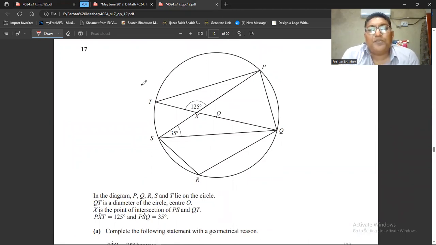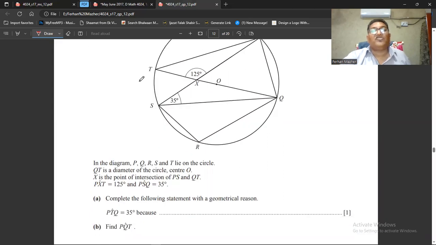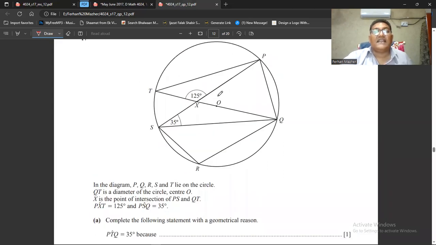In the diagram, P, Q, R, S, and T lie on the circle. QT is a diameter of the circle, center O. X is the point of intersection of PS and QT. PXT is 125 degrees and PSQ is 35 degrees. Complete the following statement with a geometrical reason. They are talking about this angle PTQ, that is also 35.